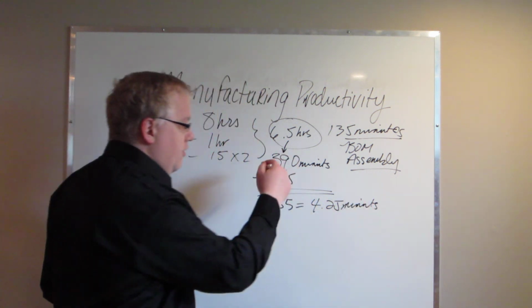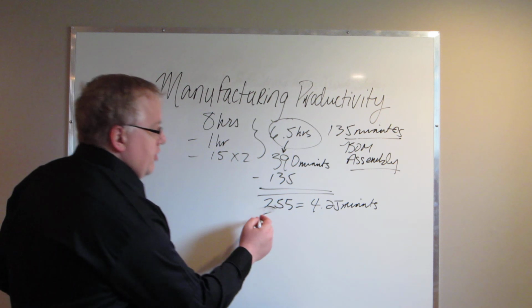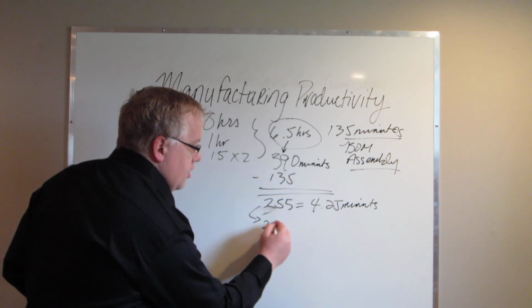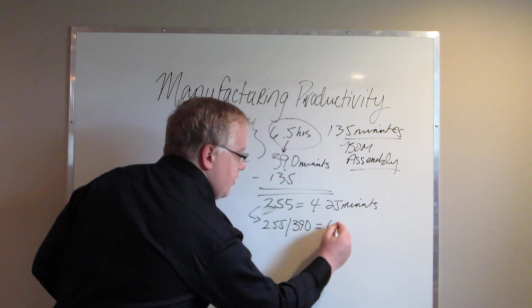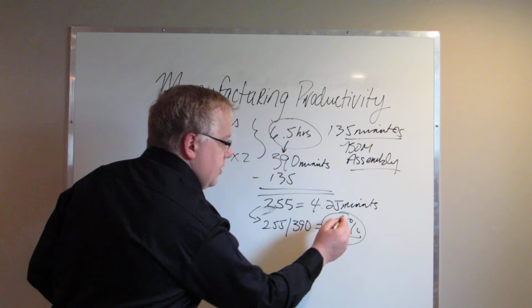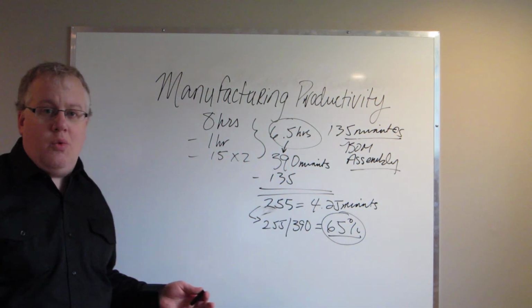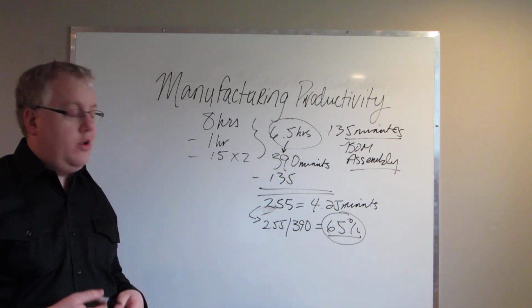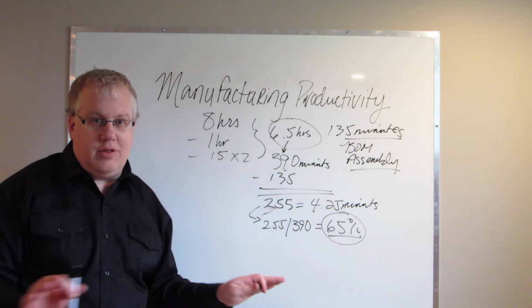Now, in order to determine what your manufacturing productivity rate is, you simply take the 255 and you divide it by the 390 minutes, and that gives you a 65% productivity rate in this particular workstation. Now, depending upon where you are, what country you work in, the type of manufacturing you're doing, this could be high or low. So it depends on the situation.